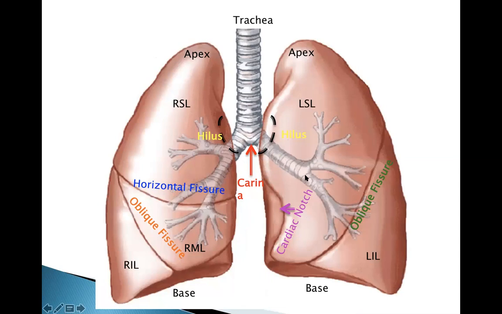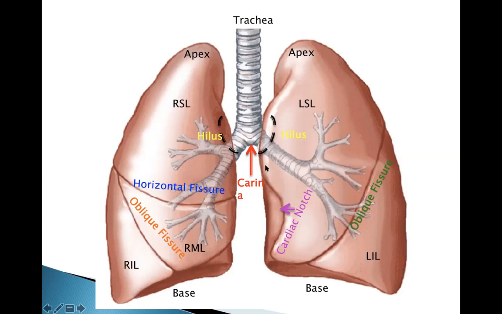Remember, the primary bronchus on the right side is shorter and more vertical. The primary bronchus on the left side is longer and more horizontal. We have our tertiary or segmental bronchi, which are going to go out into the different segments. We'll have 10 segments on the right side, 8 or 9 on the left side.